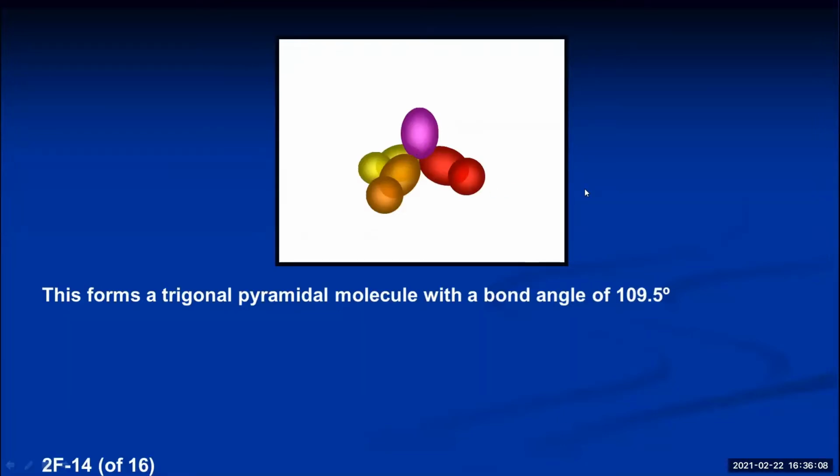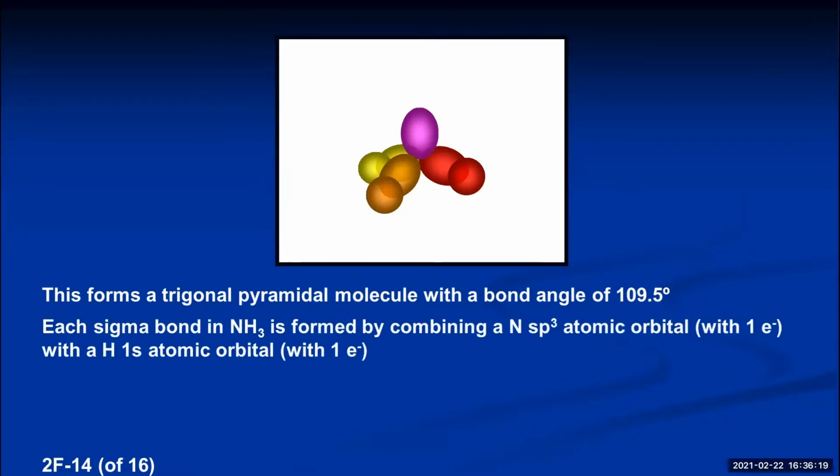So the red bond is a sigma sp3 plus 1s. The orange is the same thing, sigma sp3 plus 1s. The yellow is the same thing, sigma sp3 plus 1s. So each sigma bond in the ammonia molecule is formed by combining a nitrogen sp3 atomic orbital with an electron with a hydrogen 1s atomic orbital with one electron.